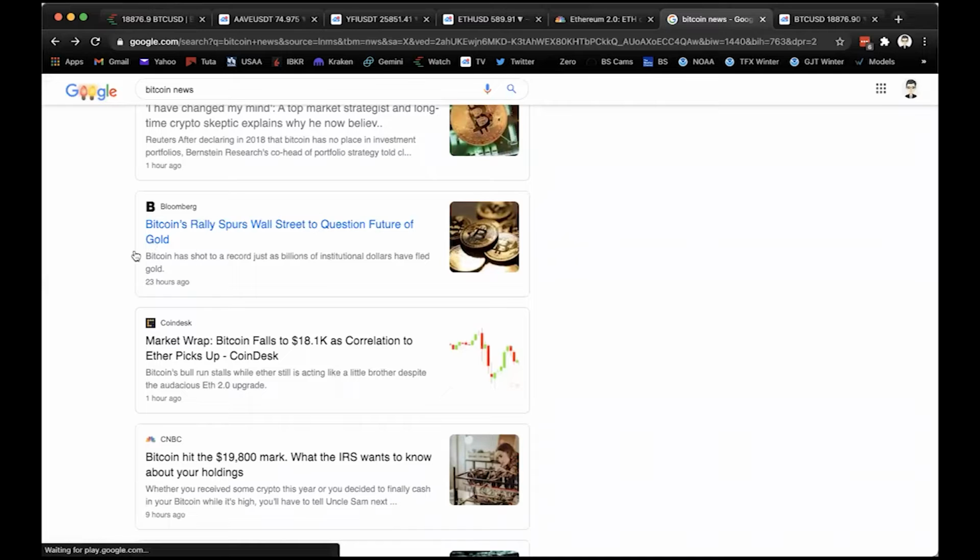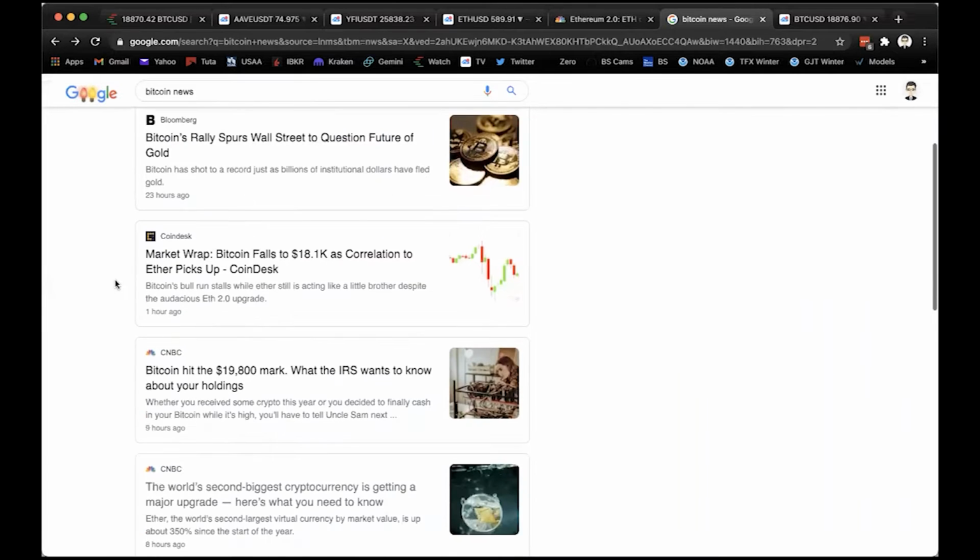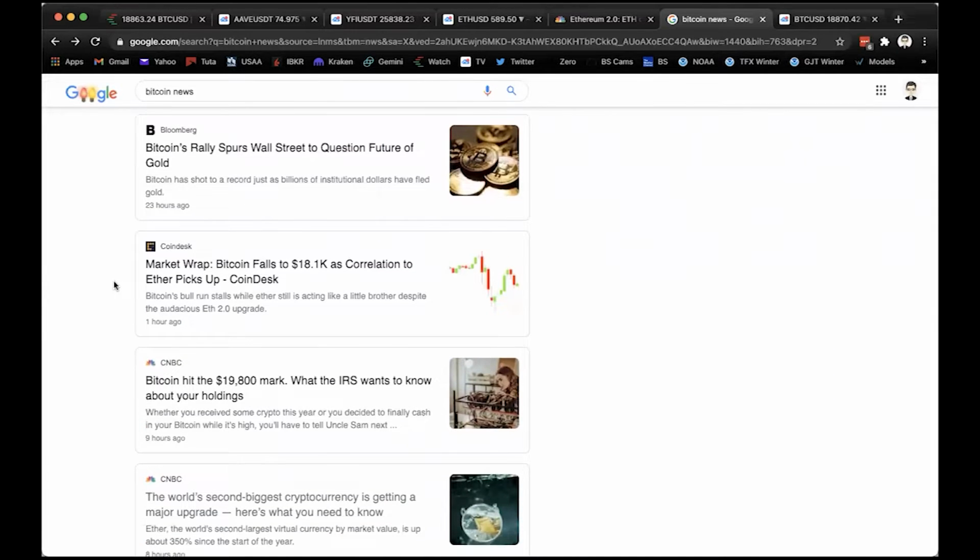Again, we got more talk of Bitcoin supplanting gold. We're a long way from that. I still like holding a small percentage of gold, but Bitcoin is certainly eating its lunch right now.